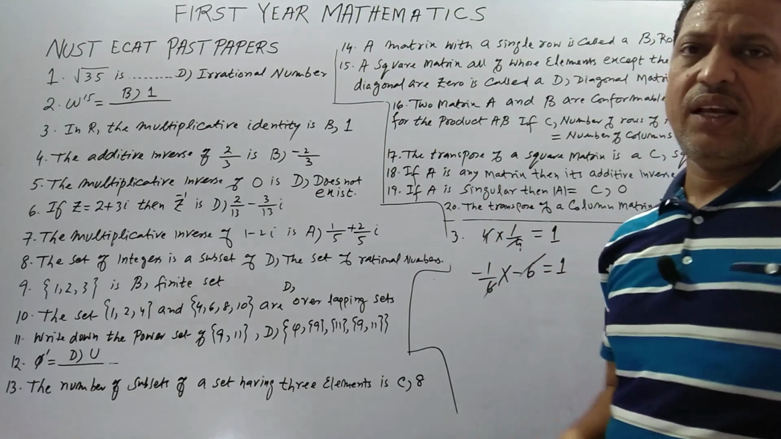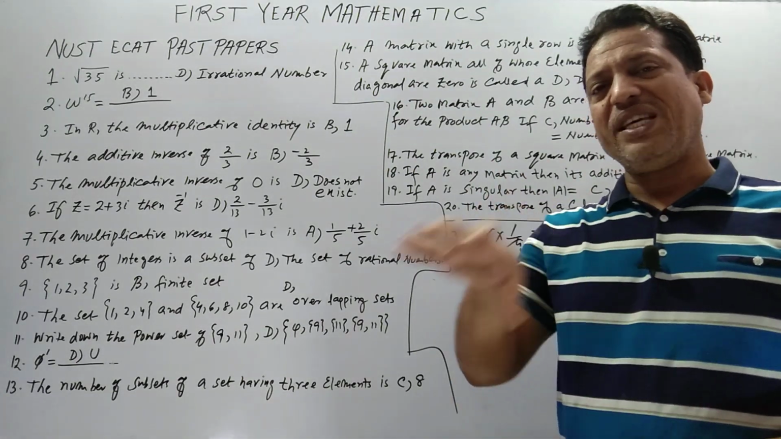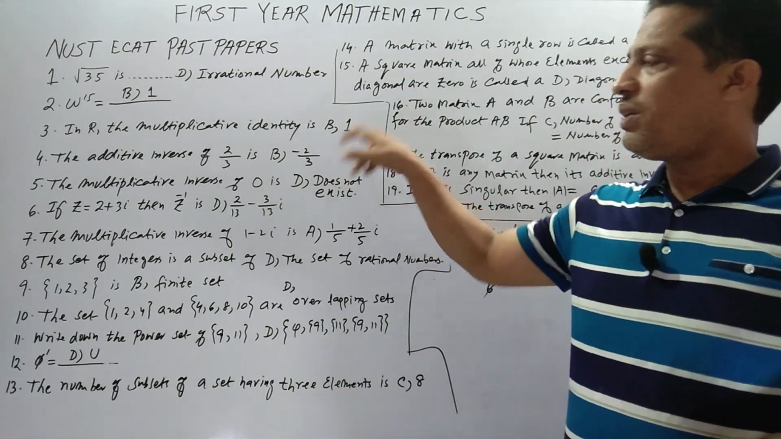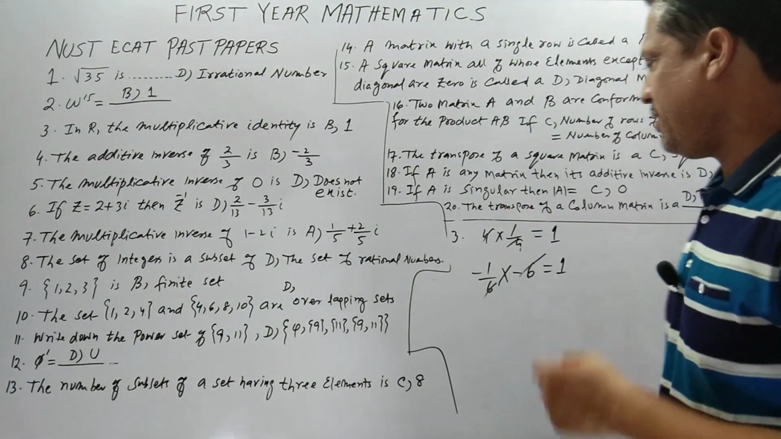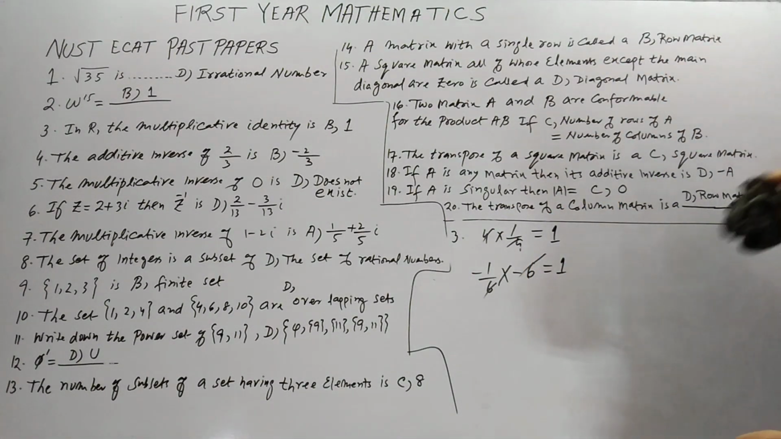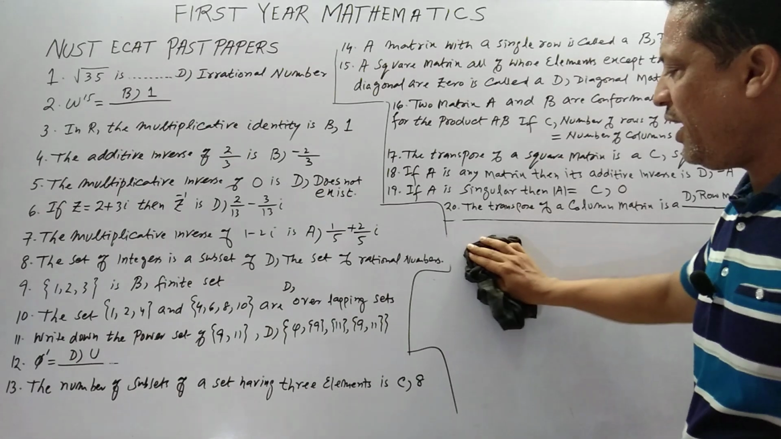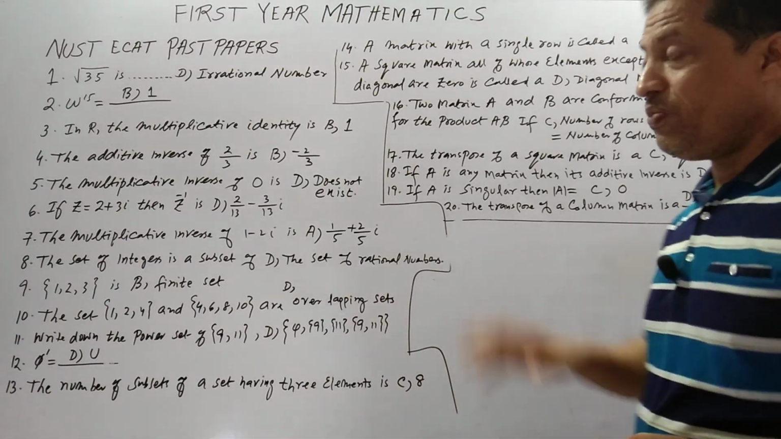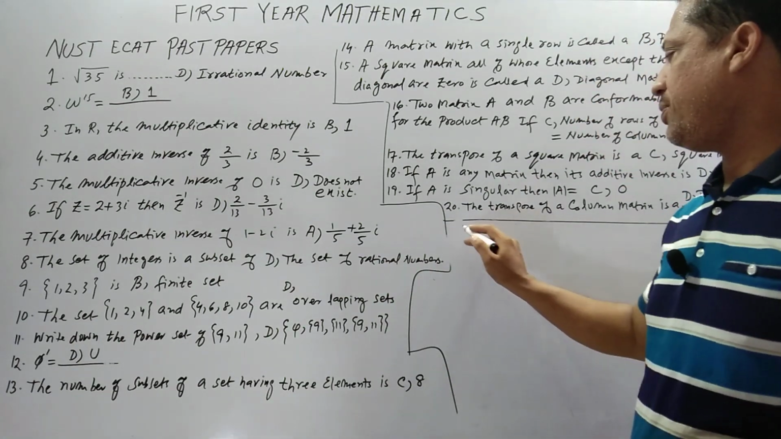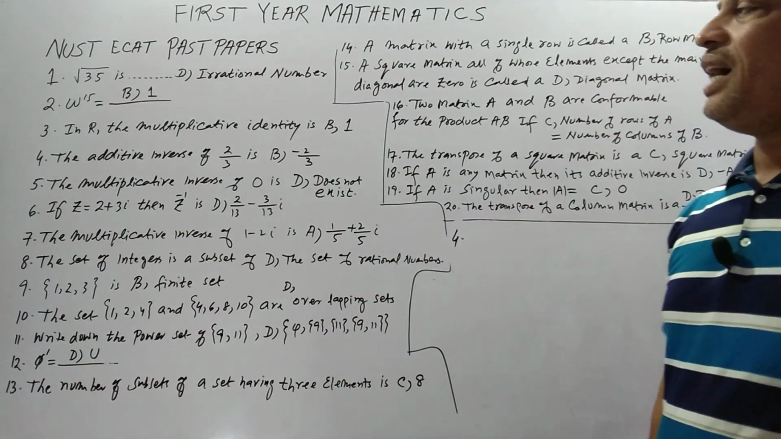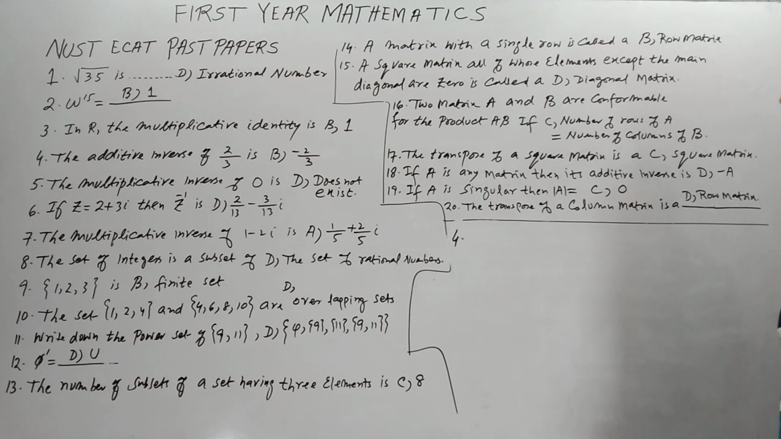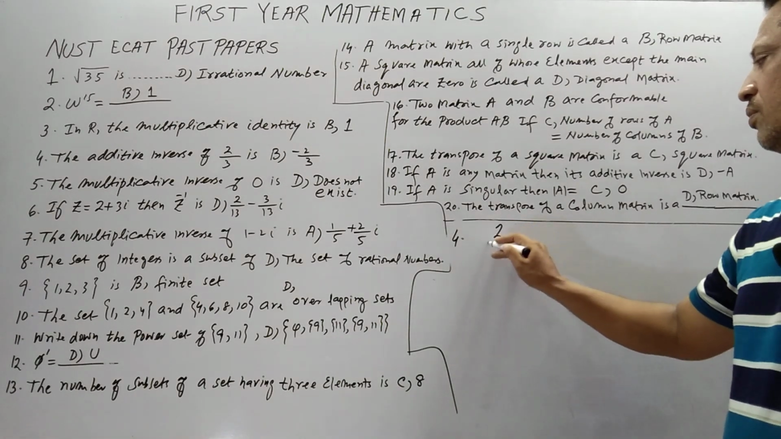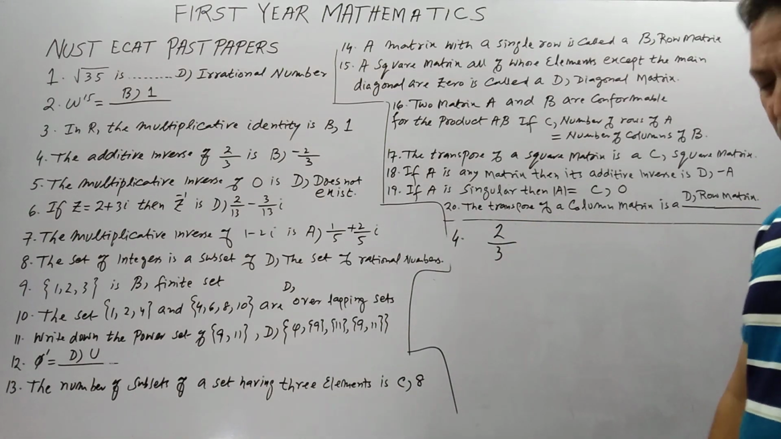Answer is 1. Actually, there are 4 options, A, B, C, D. In this question number 3, option B is correct. So this is the definition of multiplicative identity. Multiplicative identity of real numbers is always 1. You must remember. Question number 4. The additive inverse of 2 upon 3 is what?